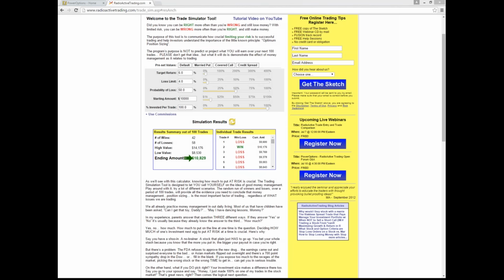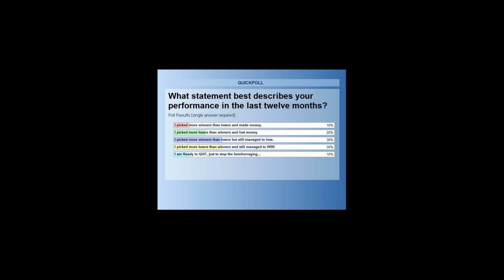And before, just remember, let me go ahead and share this again. 10% of you picked more winners than losers and made money. That's fantastic. 20% of you picked more losers than winners and lost money. Well, how about if you controlled risk in that factor?